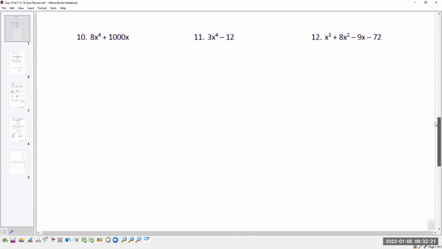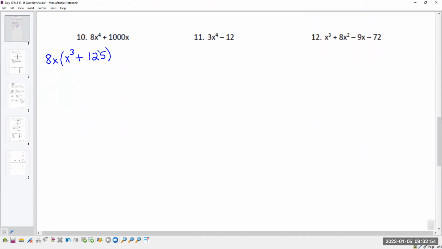For number 10, again, I always want to start looking for that greatest common factor. And I see that it's definitely x, and I think it's going to be bigger than that. I don't think 8 goes into 1,000. Thinking 2 at first, but then I'm left with 500. So I actually think, no, wait. 8 goes into 1,000. 8 goes into 1,000 125 times. So I'm going to go 8x. And I'm going to have x cubed plus 125.